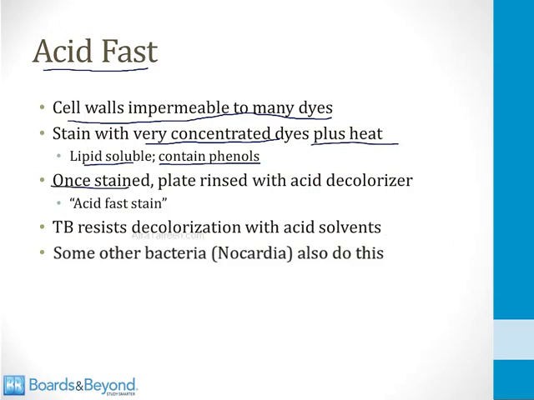Once you stain a sample, you rinse the plate with something called an acid decolorizer, and this is why it's called an acid-fast stain. Tuberculosis will resist decolorization with those acid solvents, and this is how you can identify them. And there are some other bacteria like Nocardia that also do this.